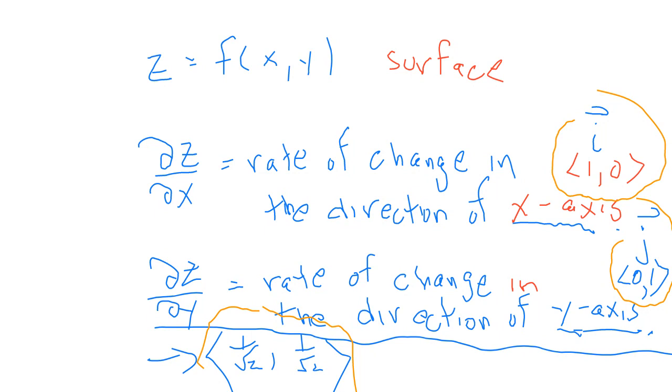Okay, so would you agree that if we were to move along the surface, like we're on a sled, and the surface is covered with snow, and we slide in the direction of the vector 1 root 2, 1 root 2, is there going to be a rate of change? Is the surface going to have a rate of change in that direction as well?